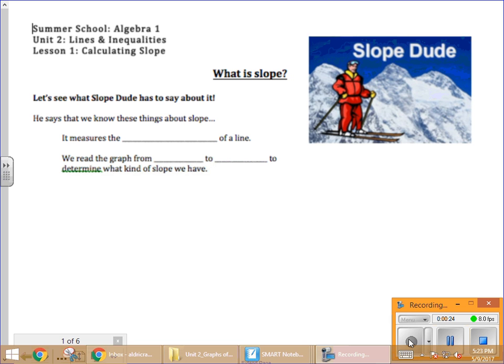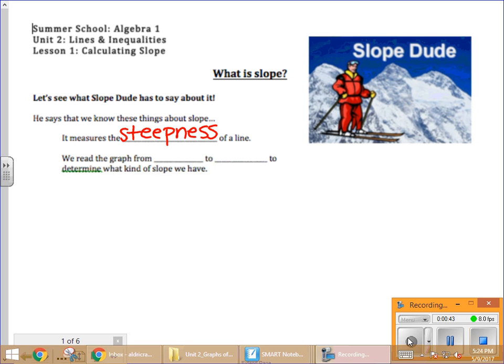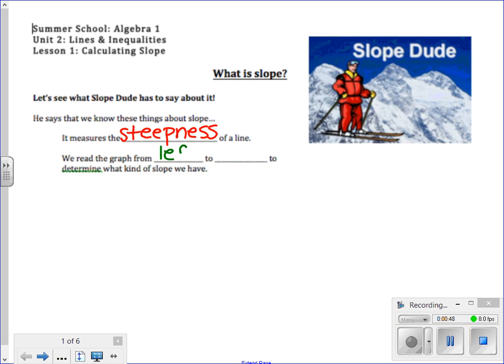All right, hopefully if you just watched the quick little video about Slope Dude, Slope Dude very enthusiastically tells us a couple things that we need to know about slope. Slope measures the steepness of a line. And in order to measure that steepness, we need to read the graph from left to right. Just like we read books and read words, we start on the left and we move to the right. This will help us determine what kind of slope we have, positive, negative, and then how to count in order to find the numerical value of the slope.